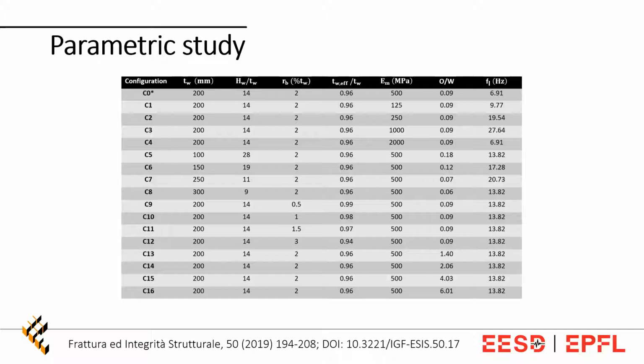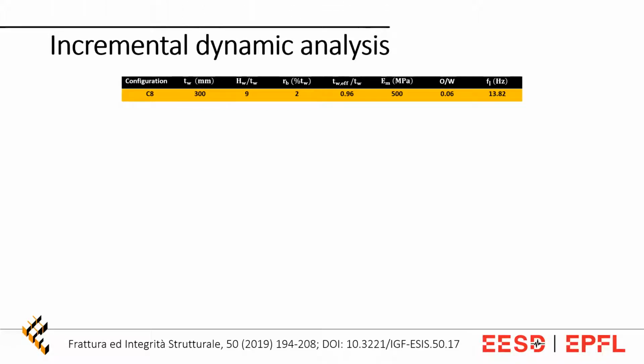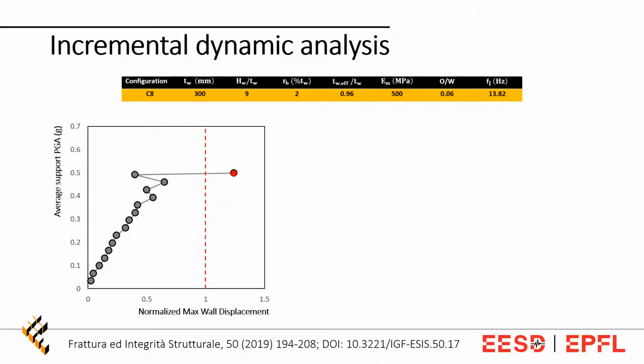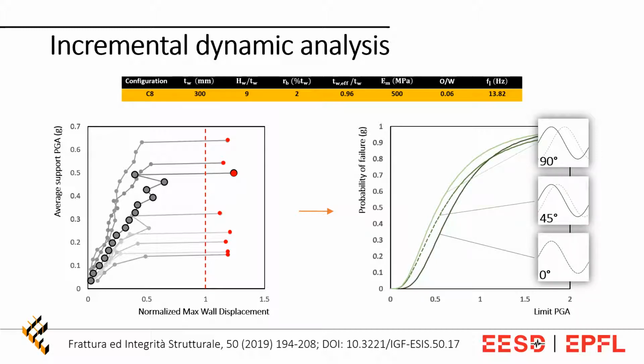Different wall configurations are investigated. Let's focus, for instance, on configuration number 8. An incremental dynamic analysis is carried out, and the average support acceleration at which the wall fails is searched. Repeating this for all the records, a fragility curve is built. Using this strategy, fragility curves resulting from each scenario can be compared.